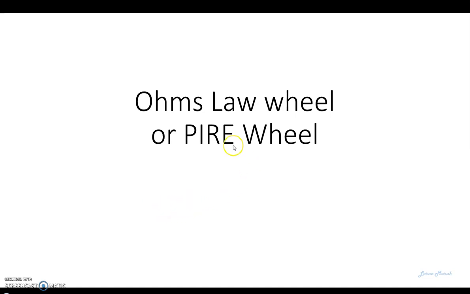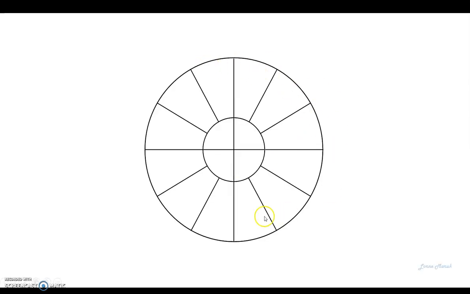All right, now we're going to look at the Ohm's Law wheel, or the PIRE wheel, and how we can fill it in. First, here's our wheel, and it's blank, of course, and then we have room for 12 formulas. First step would be to label each section with P, I, R, E: power, current, resistance, and voltage.